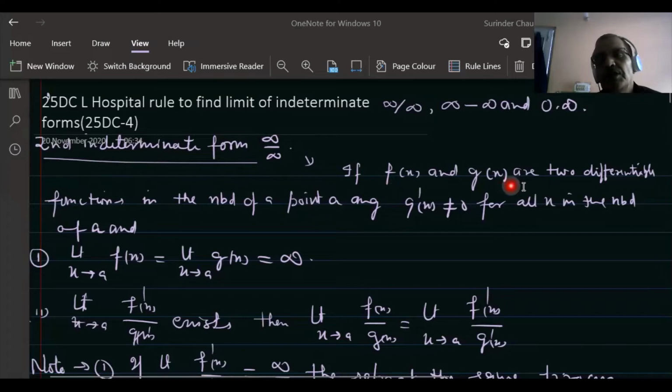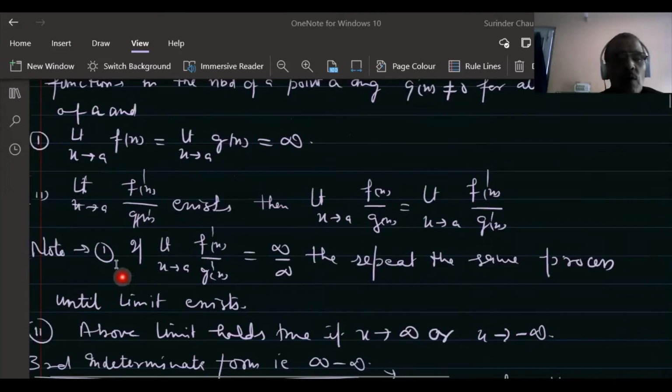If f(x) and g(x) are two differentiable functions in the neighborhood of a point a, and g(x) is not equal to 0 in the deleted neighborhood of a, and first, limit x tends to a of f(x) is equal to limit x tends to a of g(x) is equal to infinity, and second, limit x tends to a of f'(x) upon g'(x) exists, then limit x tends to a of f(x) upon g(x) is equal to limit x tends to a of f'(x) upon g'(x).